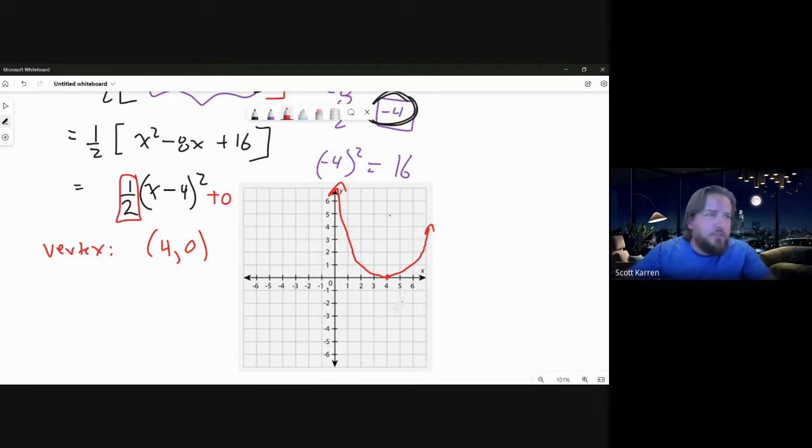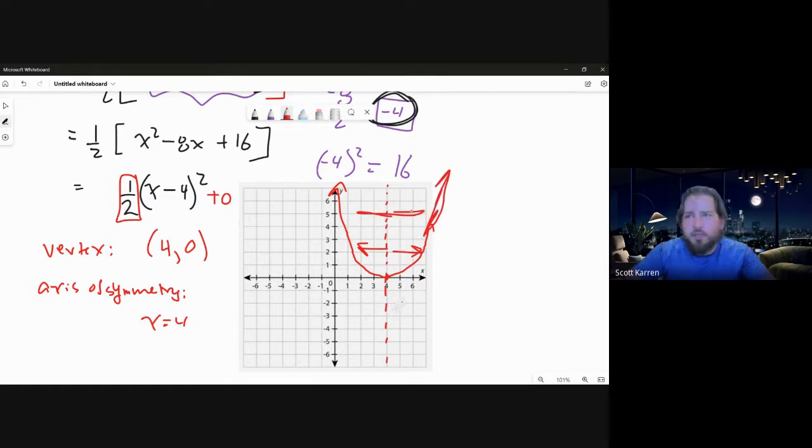The axis of symmetry is at x equals 4. And that's just this line right here where everything on the left is just a mirror image of everything on the right. So this on the right keeps going up, and they should look the same. Good with that so far? Okay.